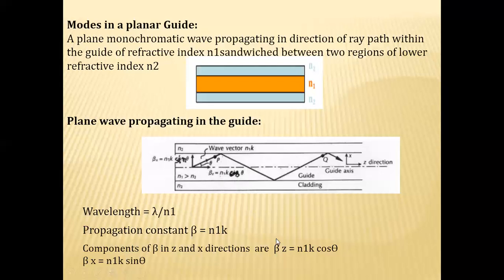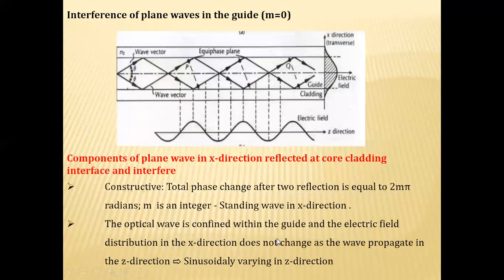If the propagation is in the x direction, the value will be equal to N1 K sine theta. Now let us consider the interference of plane waves in the guide. The total phase change after two successive reflections at the upper and lower interfaces, that is between the point P and the point Q, is equal to 2 m pi radians. Here this value of m is nothing but an integer.